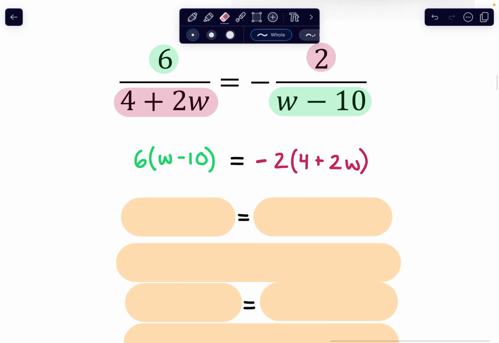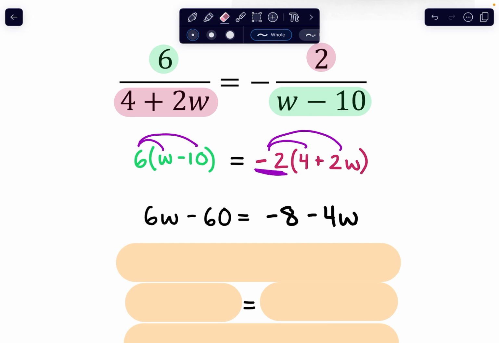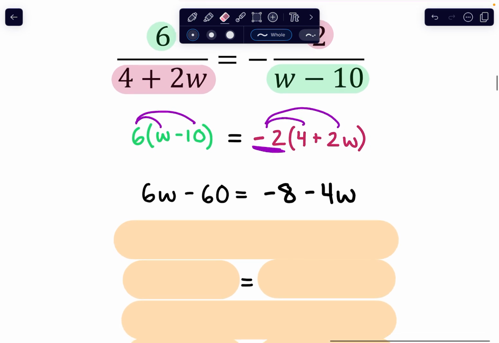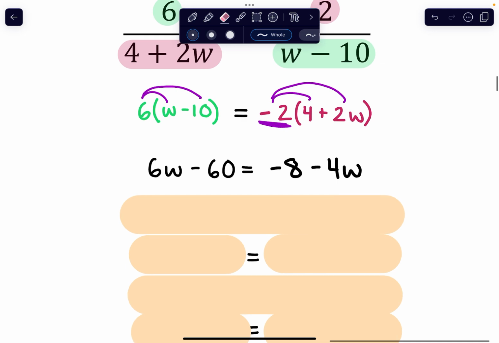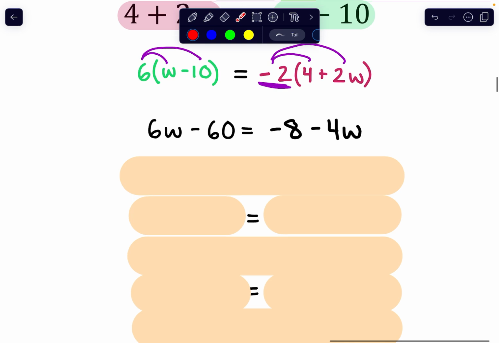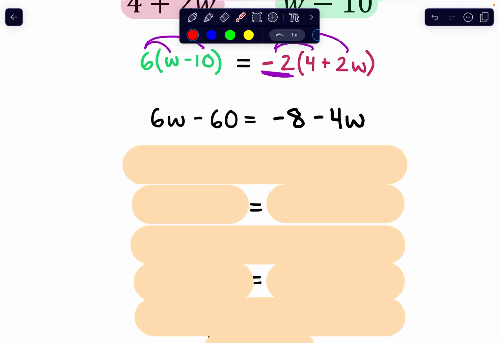Okay, and then we have to distribute on both sides. So boom, boom, boom, boom. Just be careful and remember that's a -2. So it's going to change the sign of everything inside. So we end up getting 6w minus 60 equals -8 minus 4w. Okay, so we distributed. No like terms over here. These are not like terms. These are not like terms. And there's my center. So nothing can just jump over that line. So we're going to have to pick on the little guy.